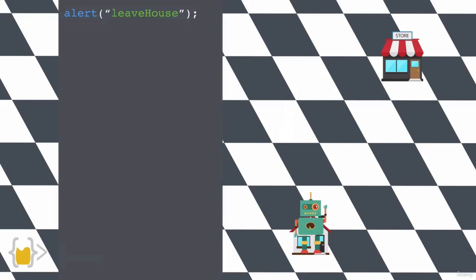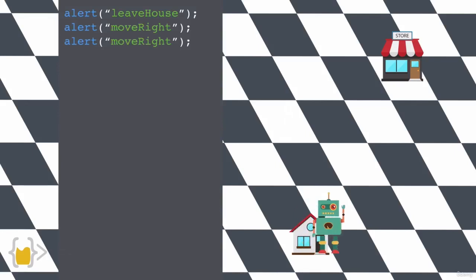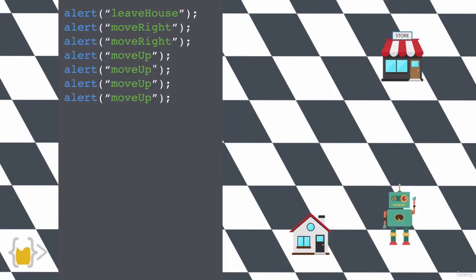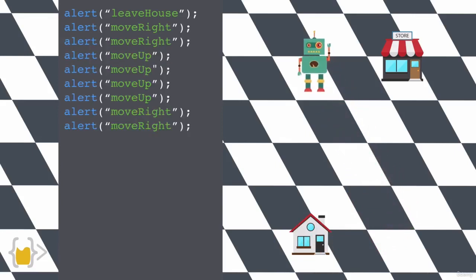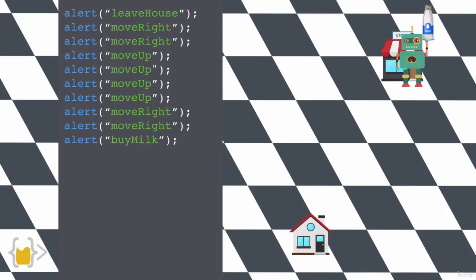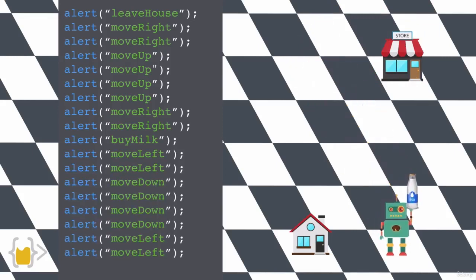So, for example, you could tell me to leave the house using alert leave house. And then you can tell me to take 2 steps to the right by repeating the instruction move right. And then you could say move up 4 steps and move right 2 steps. And this set of instructions takes me to the store. And at the store, you'll ask me to buy you some milk. And then you repeat the instructions to me backwards. And that takes me home, and here is your bottle of milk.